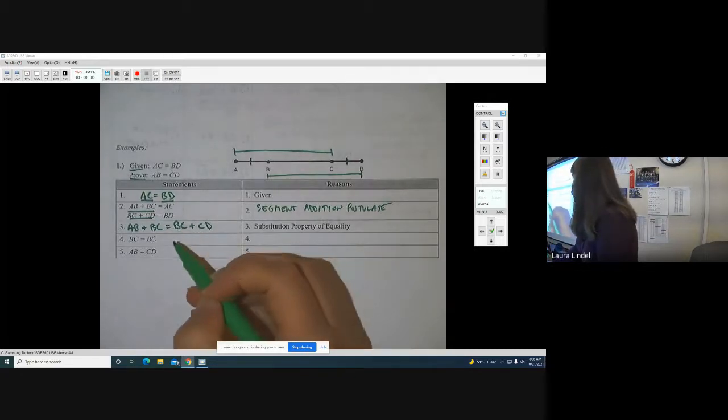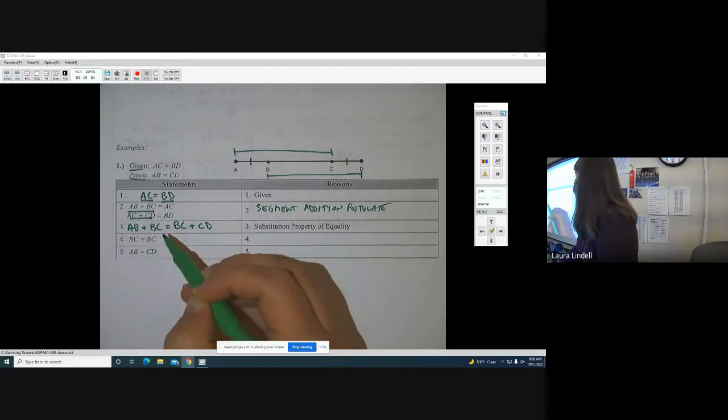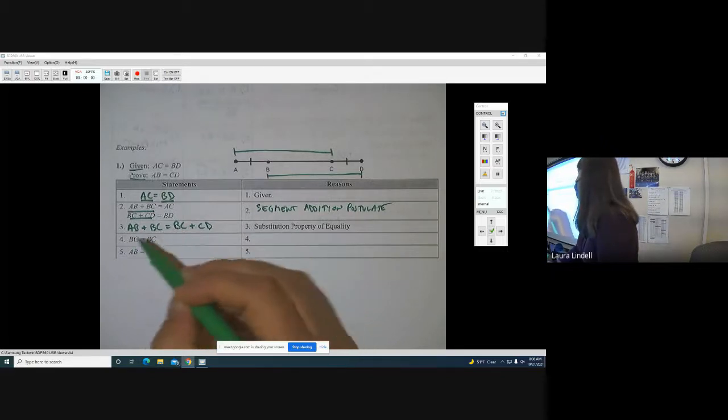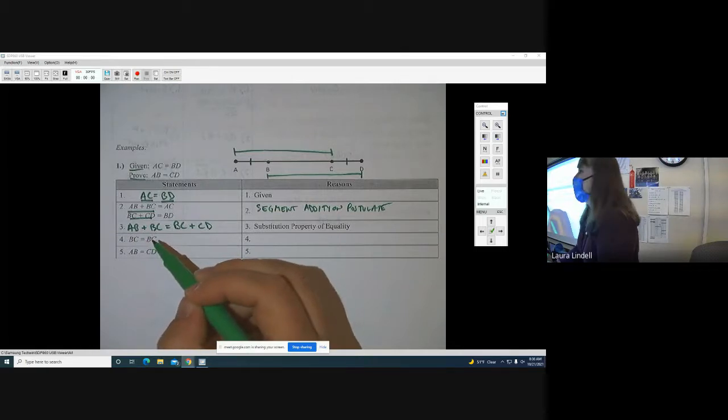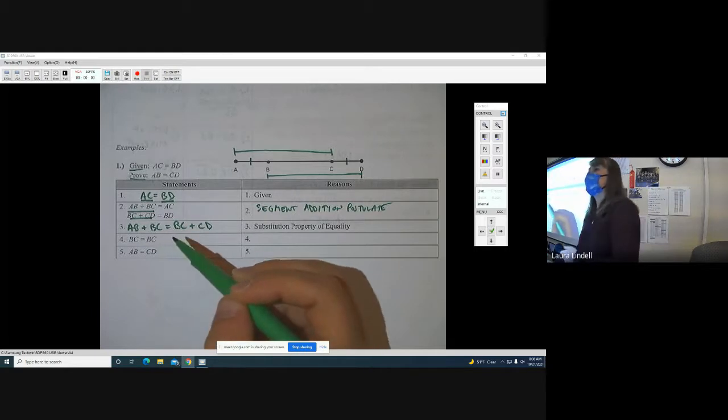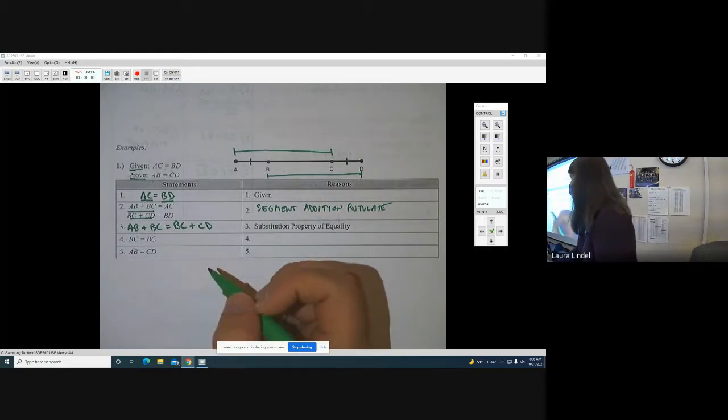So from here to here, algebraically, this is sort of a useless step, but we'll go with it. BC is equal to BC. What does that property look like? That's one of our old ones, Shauna. Reflexive property.